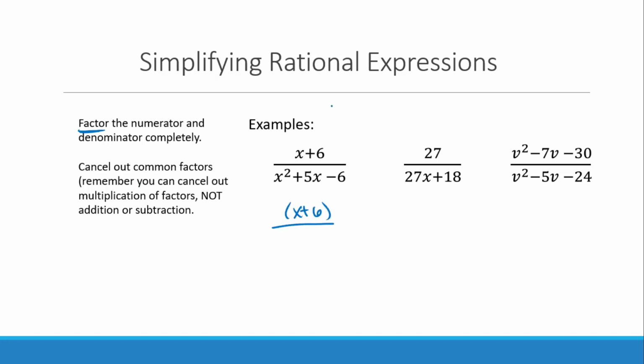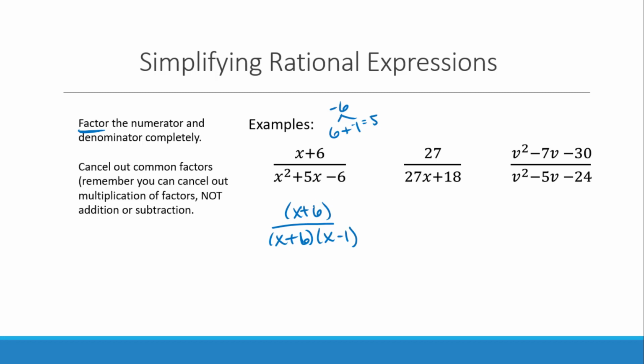This denominator, however, what multiplies to give me negative 6 and will add to give me a positive 5? So let's see, we could do 6 and negative 1. So this would be x plus 6, and then x minus 1. So what are my common factors? Factors are what's in parentheses here.